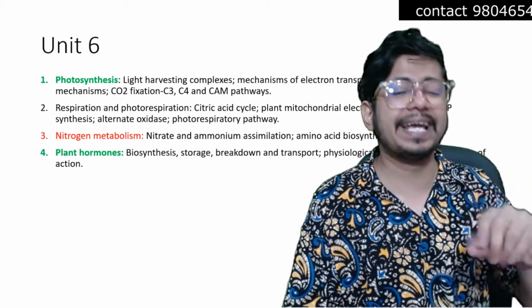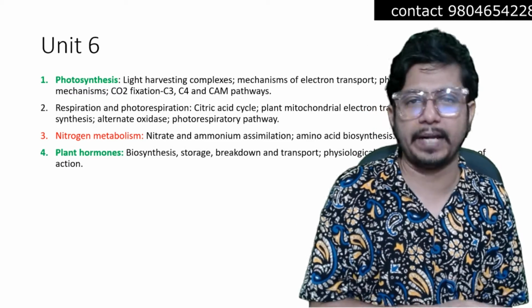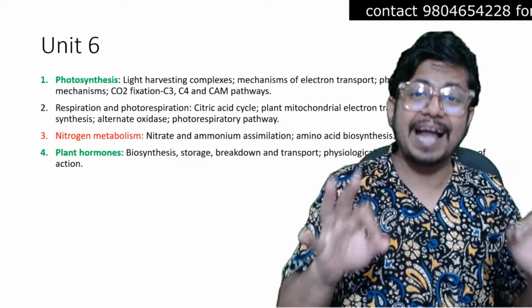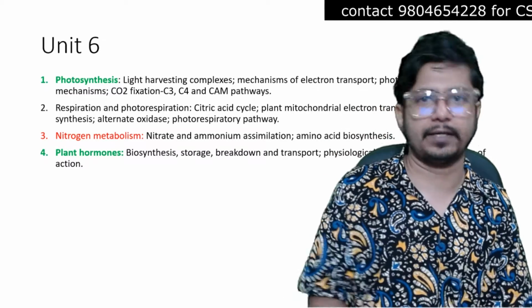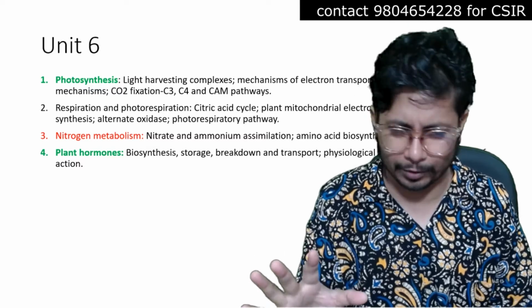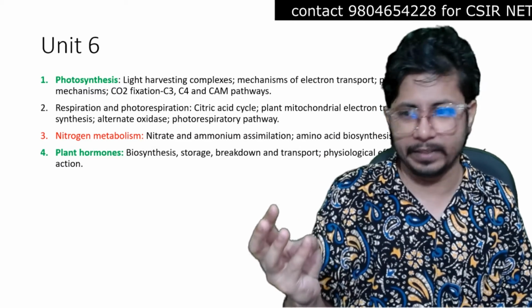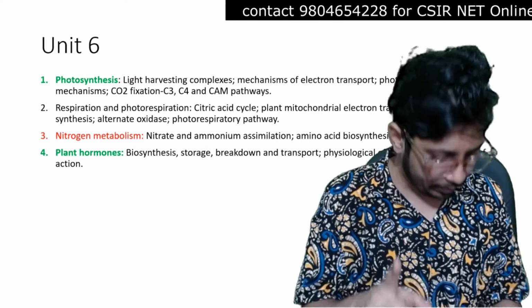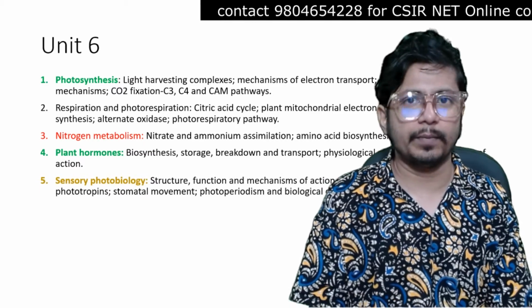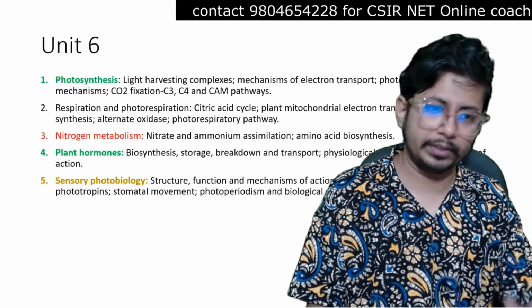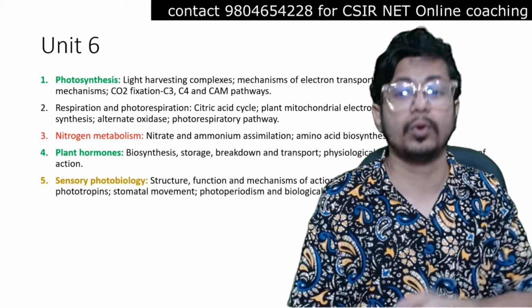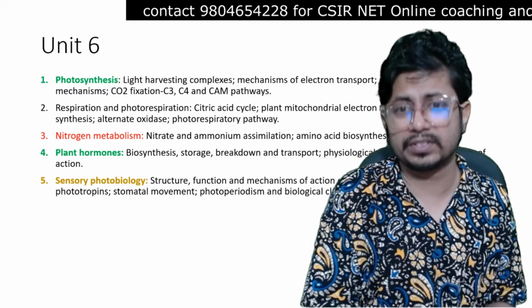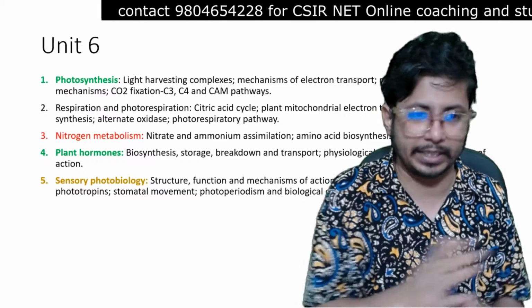Plant hormones are second most important. Okay, biosynthesis of plant hormones, storage, breakdown, transport, and cell signaling by these plant hormones. Be it 5 important hormones: auxin, cytokinins, gibberellin, ethylene. Okay. And abscisic acid. These are the 5 hormones that you need to prepare for. Sensory photobiology, moderately important here. Structure, function, and mechanism, phytochromes, different forms of the phytochromes, cryptochromes, what are they, how they function, and everything.